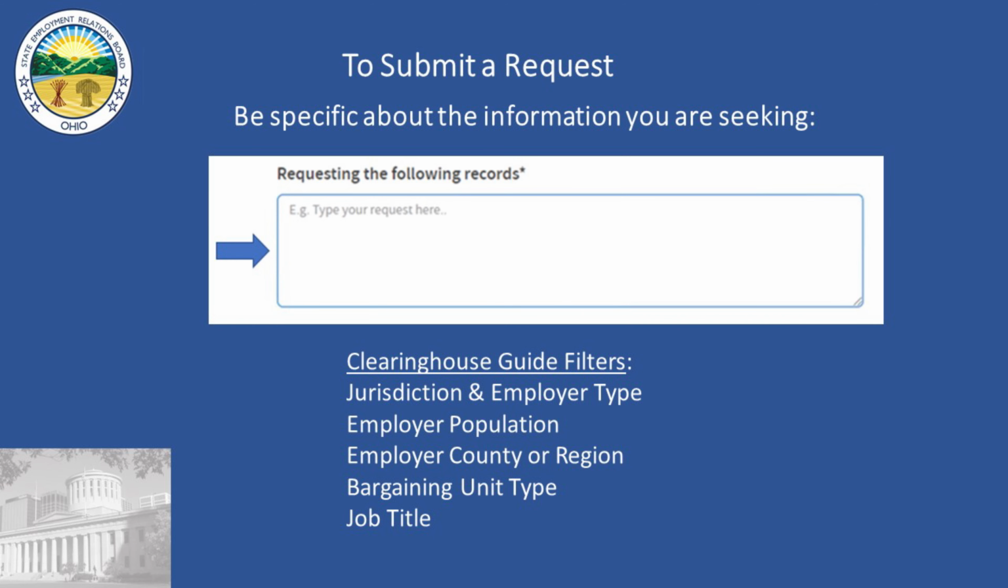In the last box on the submission form, please be clear and specific about the information that you are requesting. The information provided in the Clearinghouse reports are generated based on the parameters specified by the individual making the request. For a complete list of parameters, please view the Clearinghouse Guide that can be accessed from the link on this page. The following are some of the criteria that are typically used as parameters to filter the data for each request: employer jurisdiction and employer type, employer population, employer county or region, bargaining unit type, job title.